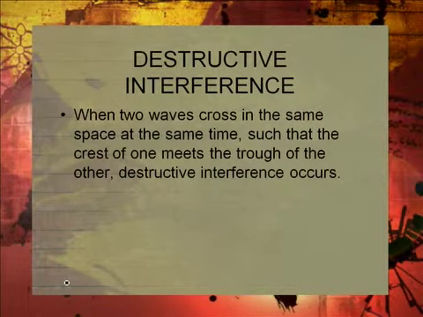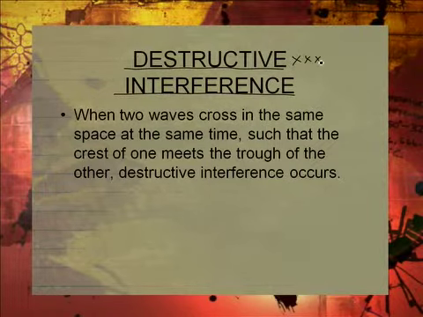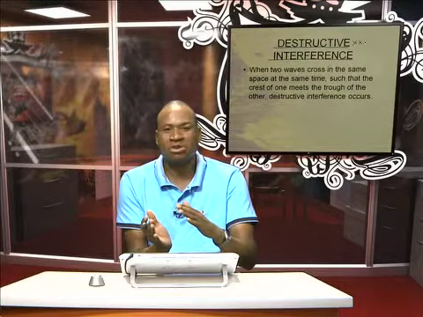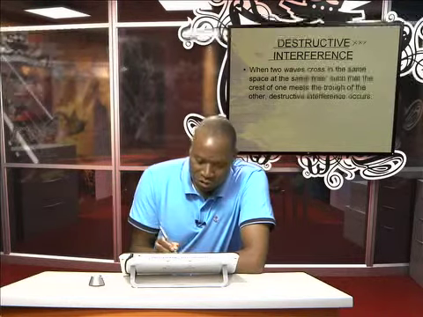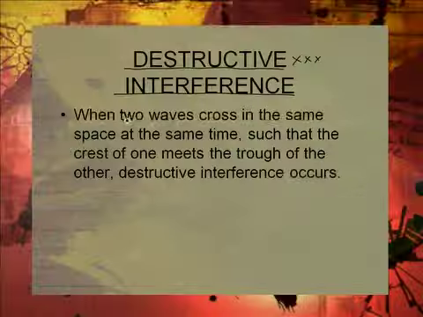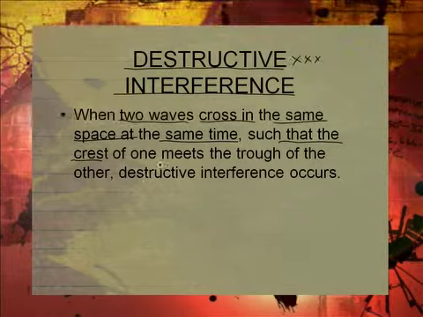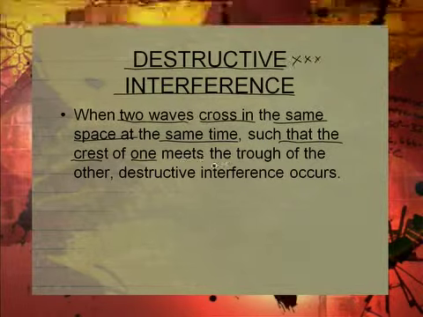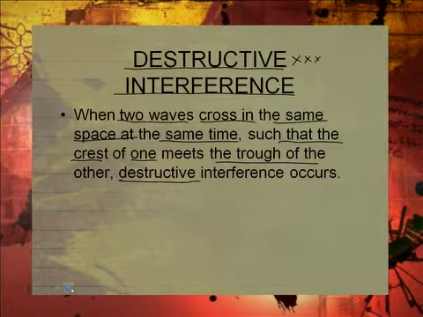Let's now have a look at destructive interference. Now the term itself can tell you already that we're talking about something that is going to be destroyed, minimized, or becoming lesser. When two waves cross in the same space at the same time, such that the crest of one meets the trough of the other, destructive interference occurs.